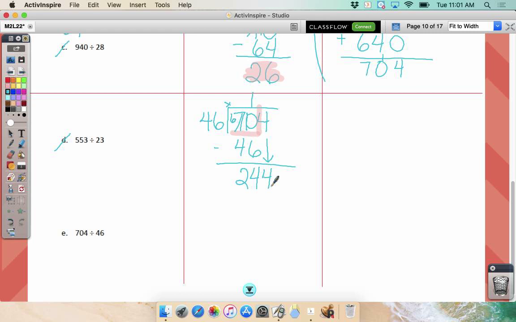But this is 46. So that's more than 40, right? So should I try a 5 or a 6? 6. Okay, let's start with a 6. So 46 times 6. Everybody do the math. Write it down over where we would have been estimating right now. Actually wrote it too high, but it's okay.